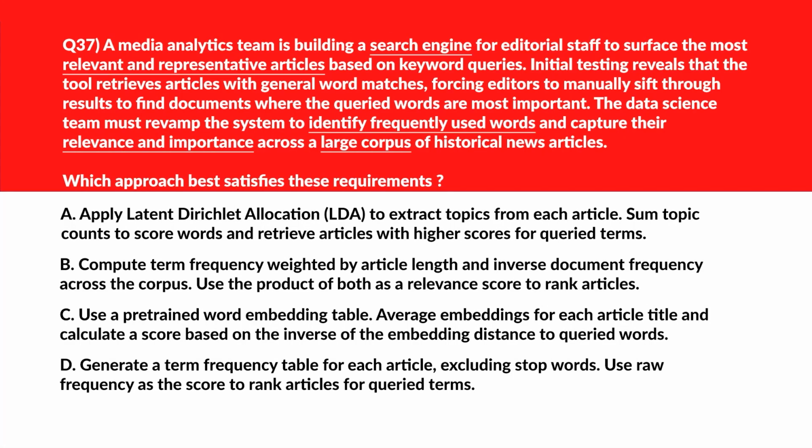Alright, we have a brainstorming question. Are you ready for it? Let's first look at option A. A says apply latent dirichlet allocation, that is LDA, to extract topics from each article, sum topic counts to score votes, and retrieve articles with higher scores for query terms.